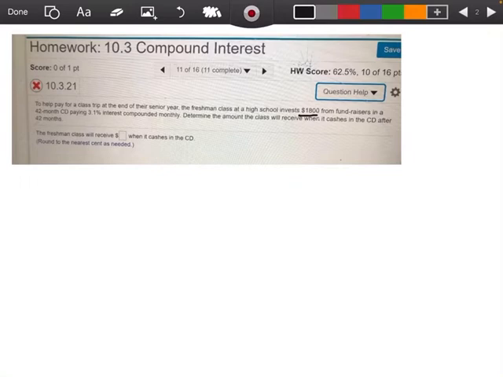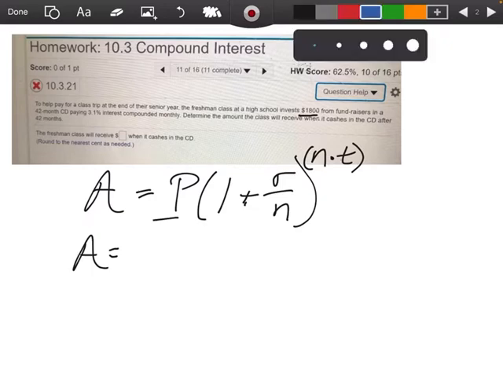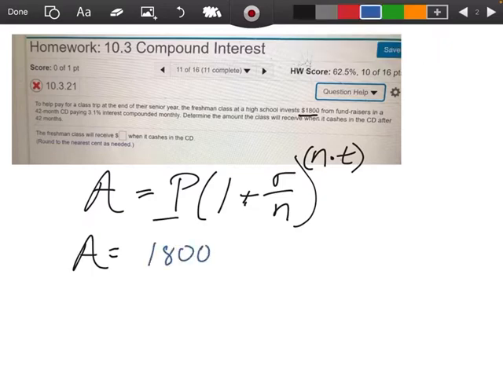Okay, so we're trying to figure out how much money we're going to end up with, right? So I'm going to use my compound interest formula. So it's A equals P times (1 plus R over N) to the power N times T, right? So I'm going to start plugging in my values. P is the amount of money that we're investing, right? They told us that we were investing $1,800. So I'm going to put $1,800 here.